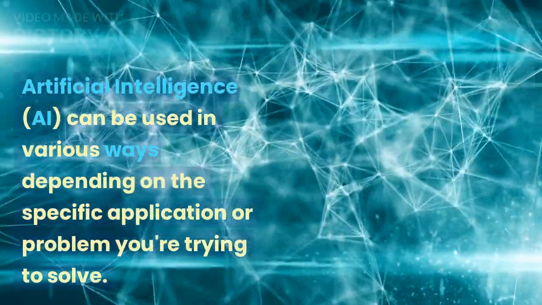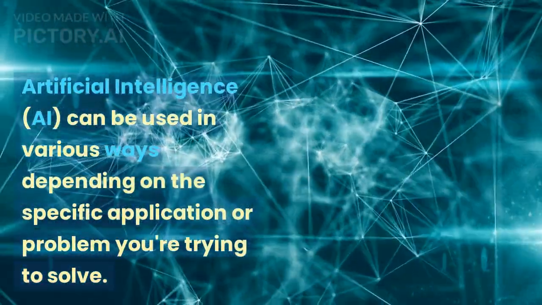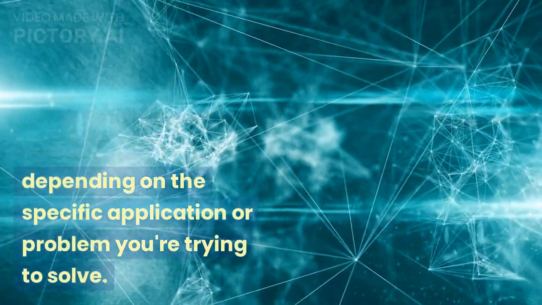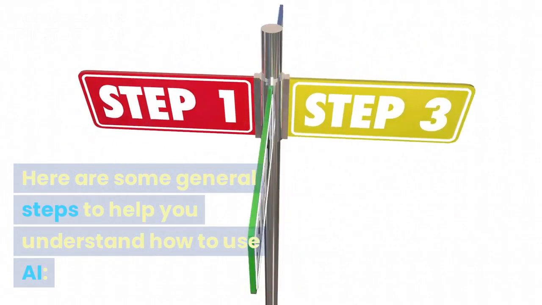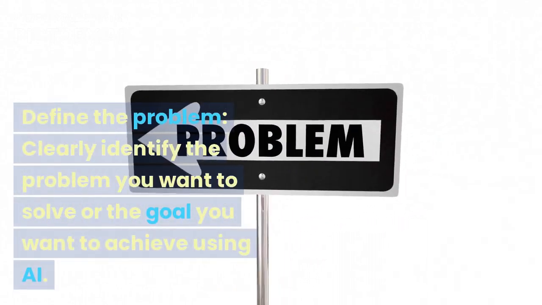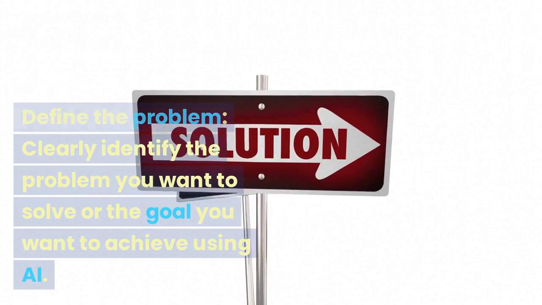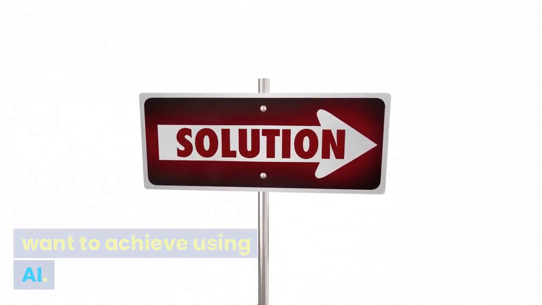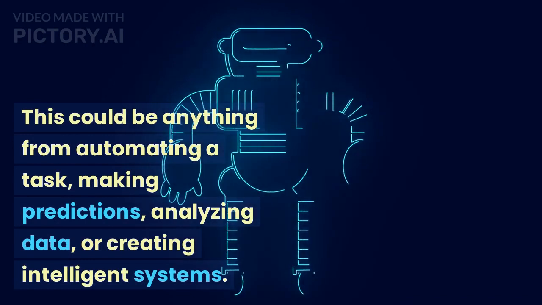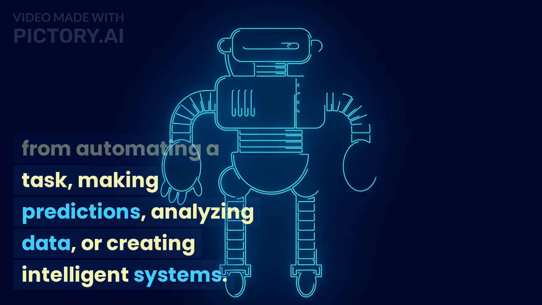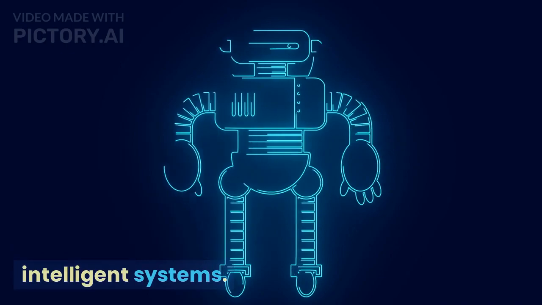Artificial intelligence, AI, can be used in various ways depending on the specific application or problem you're trying to solve. Here are some general steps to help you understand how to use AI. Define the problem. Clearly identify the problem you want to solve or the goal you want to achieve using AI. This could be anything from automating a task, making predictions, analyzing data, or creating intelligent systems.